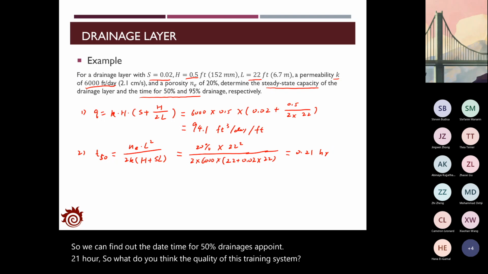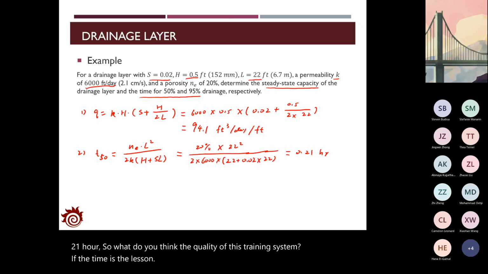If the time is less than 2 hours, with 0.21 hour.